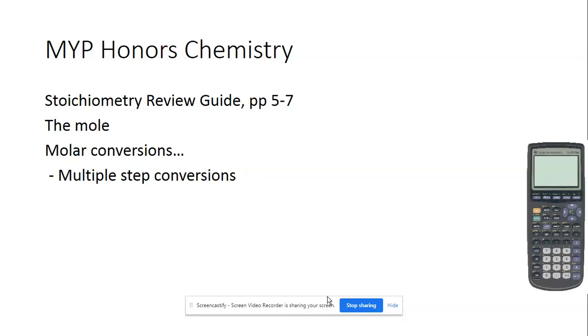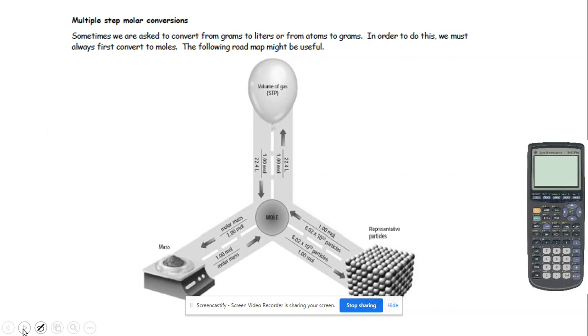Welcome back to part 3 of Stoichiometry Review Guide. We're looking at pages 5 through 7 today. Multiple step molar conversions. Again, calculator, periodic table, have all those pieces ready to go.